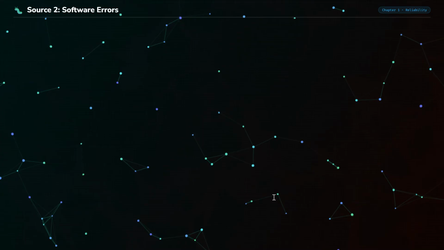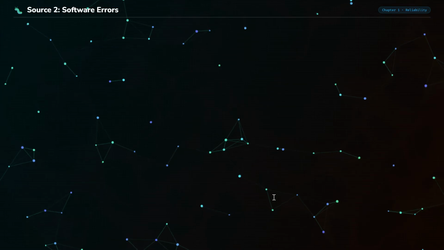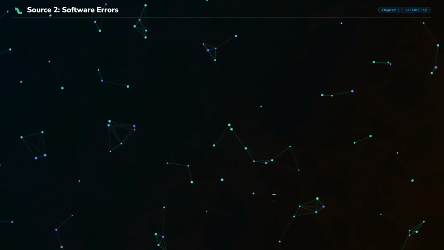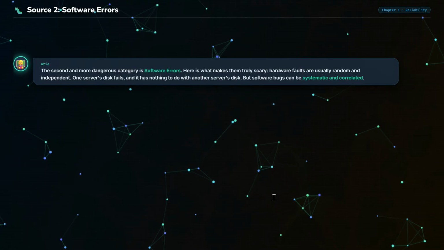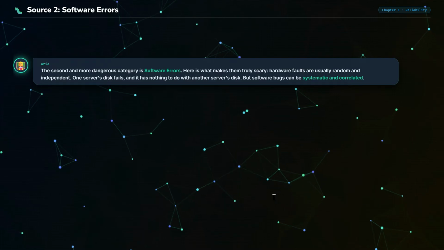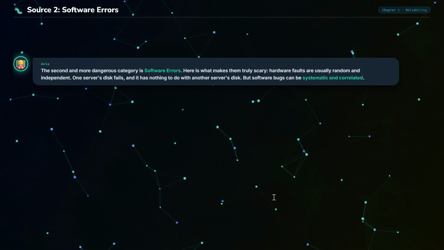Category 2 of faults. Software errors. And these are far scarier than hardware faults. The second and more dangerous category is software errors. And here is the crucial thing that makes them truly scary compared to hardware faults.